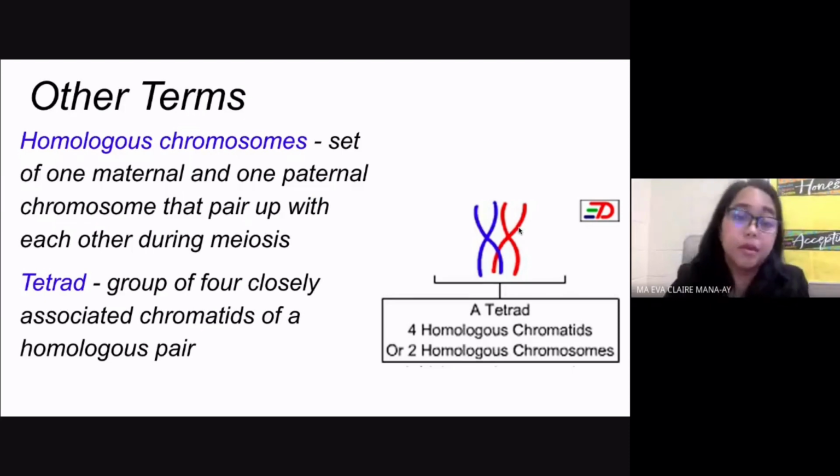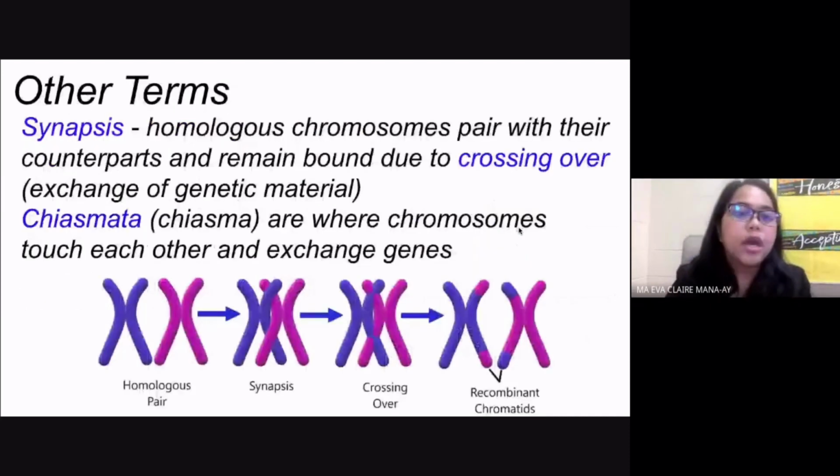Now, other terms that we have here, the first one is synapsis. This happens when your homologous chromosomes pair with their counterparts and remain bound due to crossing over. When you say crossing over here, this is the exchange of genetic material. Again, the term crossing over would mean the exchange of genetic material. This happens during meiosis. I'll be explaining that later. Now, you also have the term chiasmata. Chiasma is singular, chiasmata is plural. This is where the chromosomes touch each other and exchange genes.